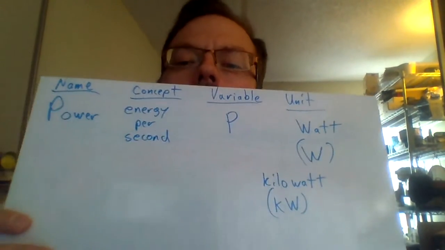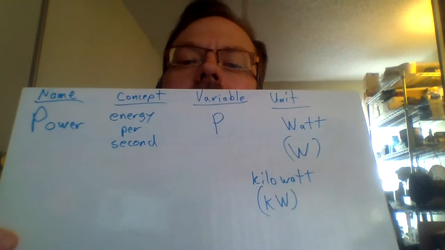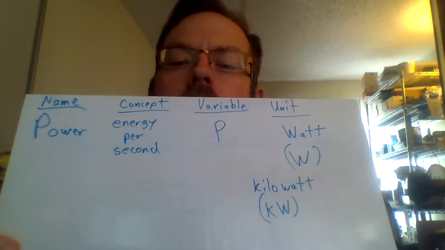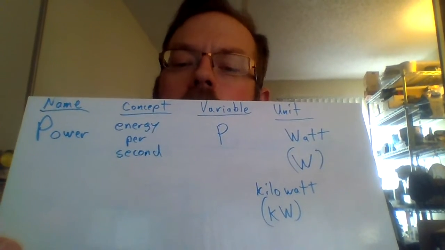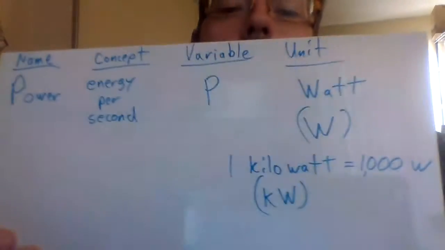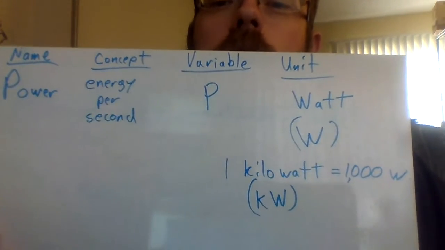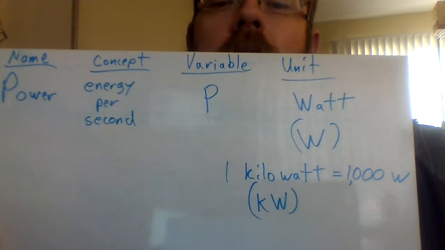So a watt is a joule per second. A kilowatt is 1,000 joules per second. So a kilowatt is equal to 1,000 watts. 1 kilowatt is equal to 1,000 watts. So this is what you might want to have written down and available.